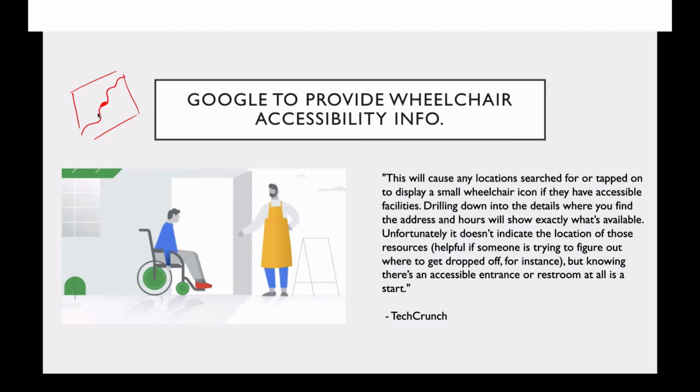Now, we are all aggressively marching towards ML, AI, and the most advanced platforms. So Google has aspired to include a feature in Maps where you can get access to places that have wheelchair accessibility. At this point in time, it does not give you the source of where these are available, but it will display a small wheelchair icon next to the location if they have accessible facilities. Drilling down to the details is not yet there. You can look at the address and the hours, but unfortunately it doesn't tell you the location of these resources. But you can always get that in days to come. So this is a cool feature.